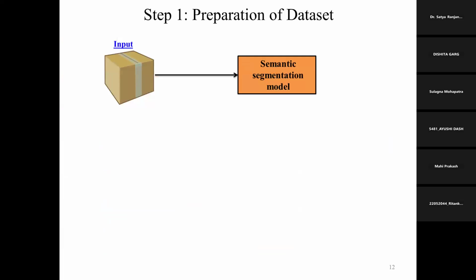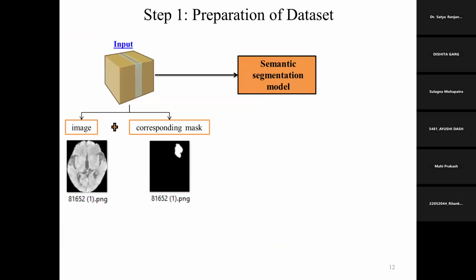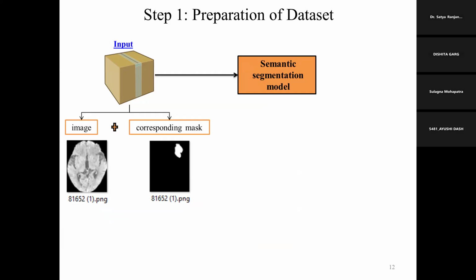Let's go for the first step, preparation of the data set. So you have some input that you give to the semantic segmentation model. So what's that input? In detection, we have seen the inputs are the image and the corresponding bounding box, that XML file I generated using LabelImg. Like this, in segmentation, we have two things. One is the image, and the other is the corresponding mask. Just like in detection we have the bounding box, in segmentation we generally give a mask.